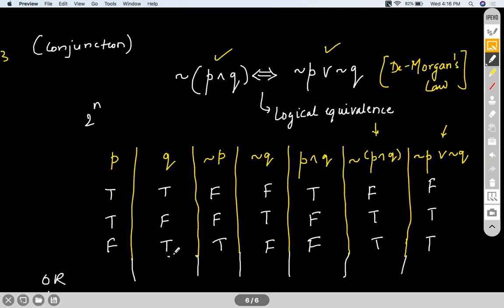Finally, let's talk about false, false. False, false. This will be true, true. True, true. False, true, true. False. Correct? This will be no, no. And this will be true. Correct? No. So as you can see, sir.